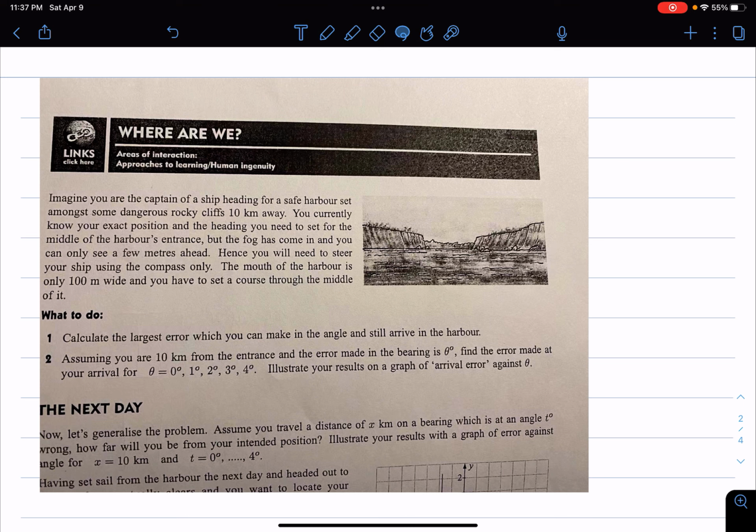The mouth of the harbor is only about 100 meters wide, and you have to set a course through the middle of it. Calculate the largest error which you can make in the angle and still arrive in the harbor. Second question, assuming you are 10 kilometers from the entrance and the error made in the bearing is theta degrees, find the error made at your arrival for theta equals 0, 1, 2, 3, 4. Illustrate your results on a graph of arrival error against theta.